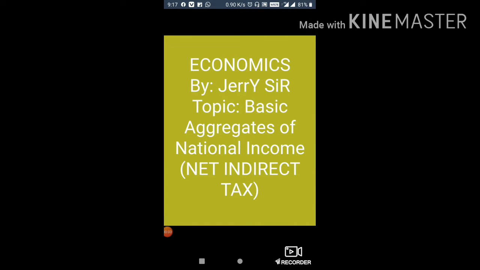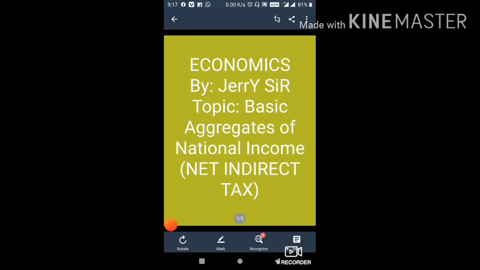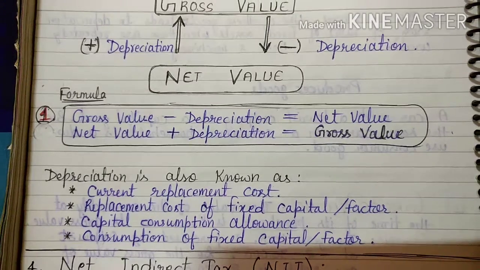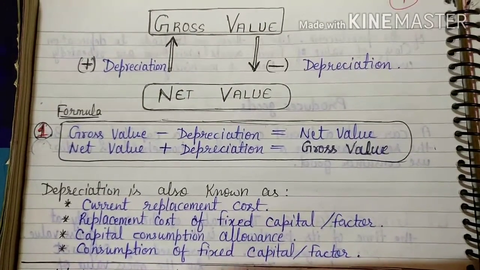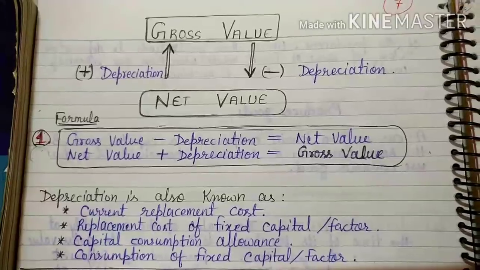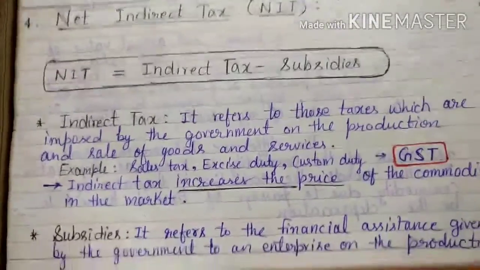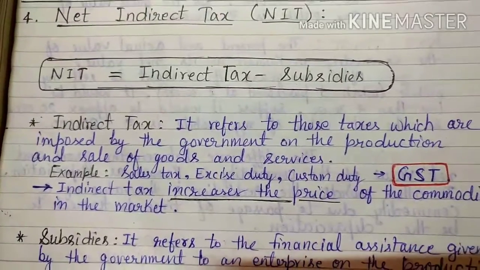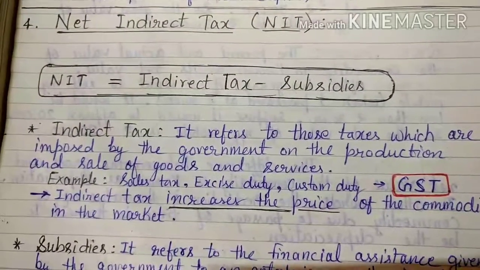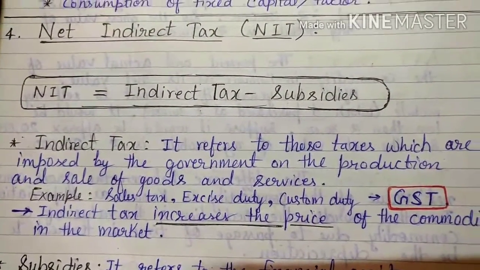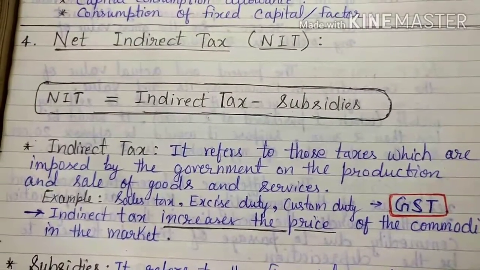I am Jerry Wheeler, your economics teacher for class 12th, and we are learning chapter 2, Aggregates of National Income. In our previous video, we learned about gross value and net value and its related formula. Today we will learn our second formula. But before going to the second formula, first we have to learn some basic aggregates, that is NIT, which is known as net indirect tax.